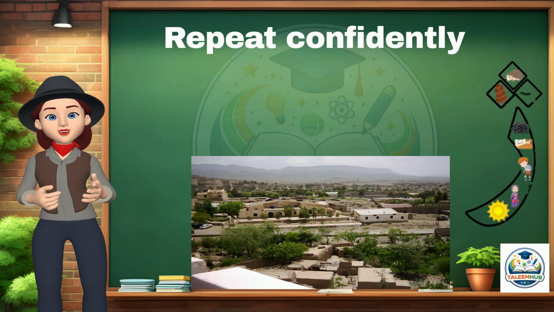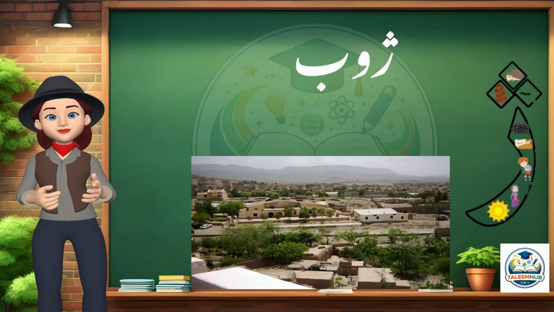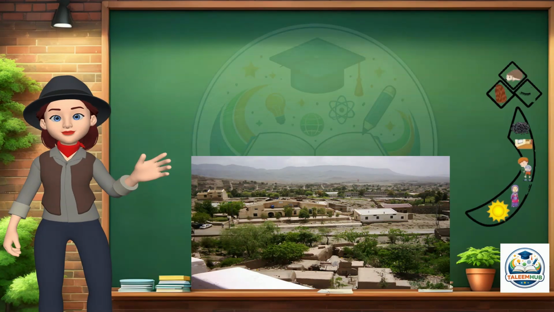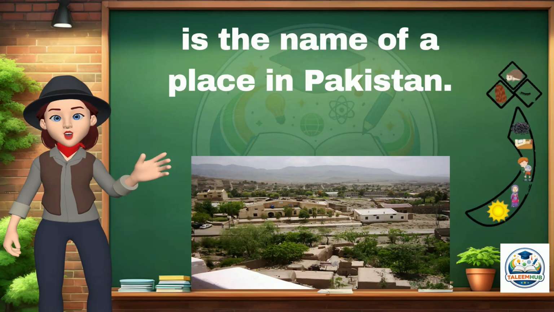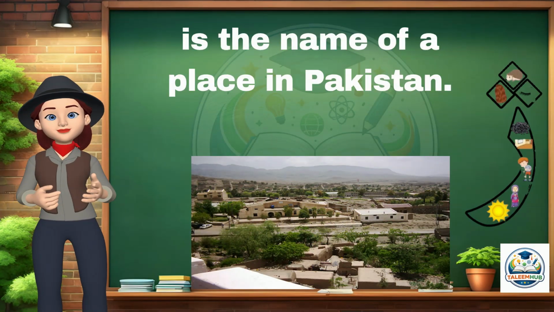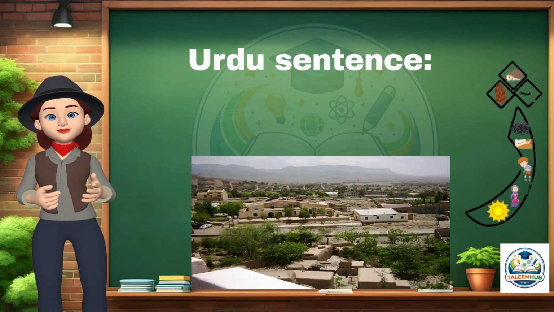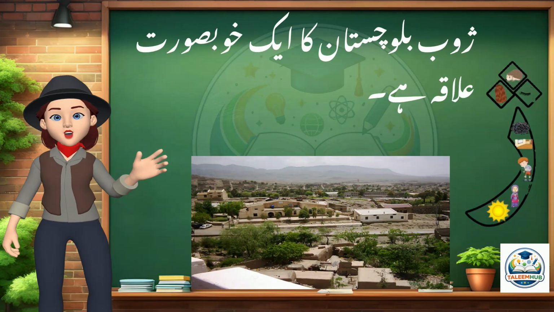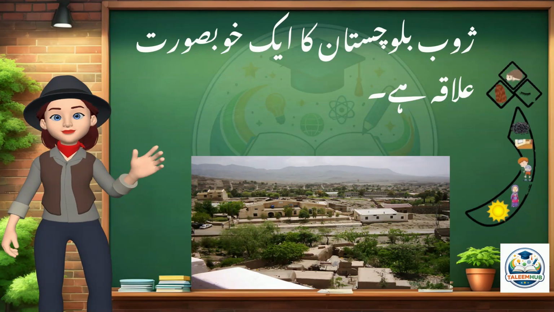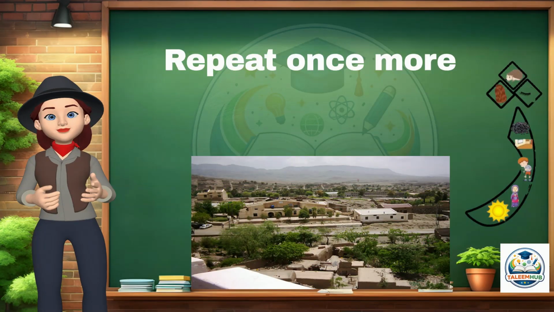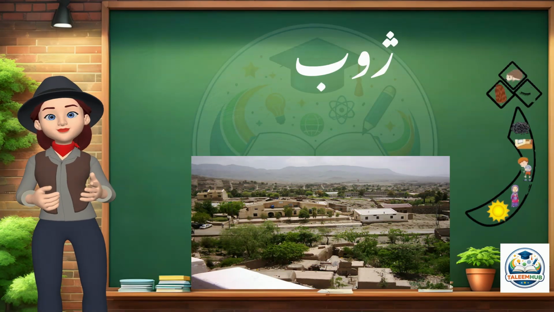Repeat confidently. Job. Excellent. Job is the name of a place in Pakistan. Urdu sentence. Job बलूचिस्तान का एक खूबसूरत इलाका है. Repeat once more. Job.